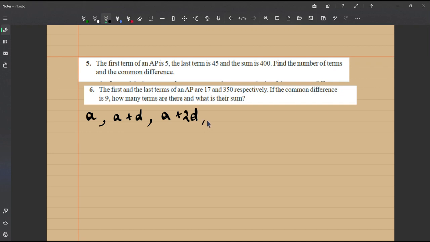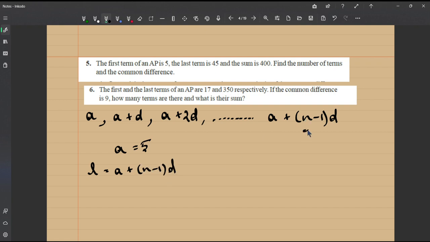And if you observe the same pattern, the first term is A because 0D is added to it. The second term is A plus 1D. The third term is A plus 2D. So the nth term of this AP can be written as A plus (n minus 1)D. Now in this sum, the first term is given to us, that is A is 5. And the last term is also given. I can denote the last term by L, but the last term is A plus (n minus 1) into D, as we saw here. So this is equal to 45.